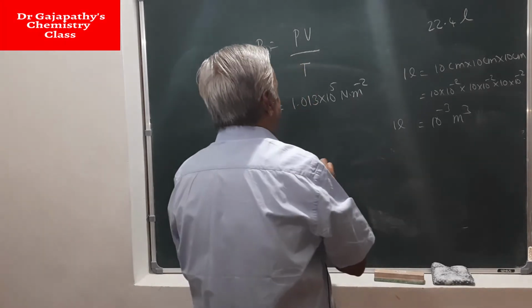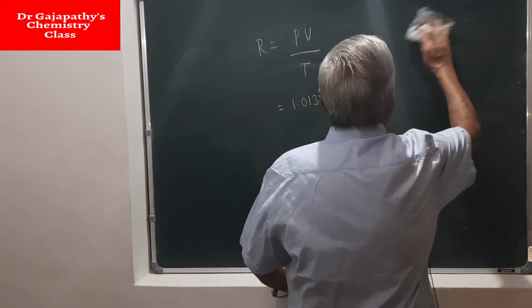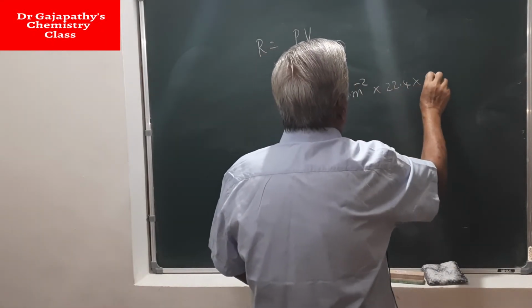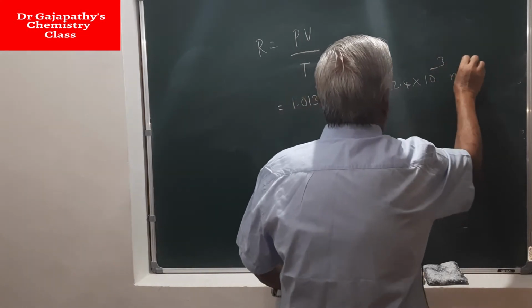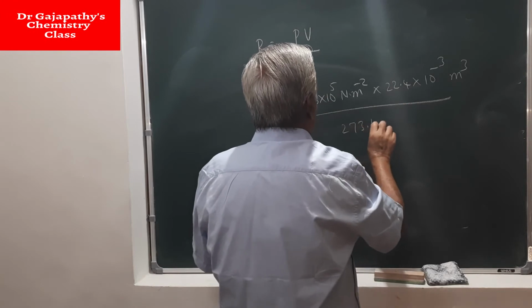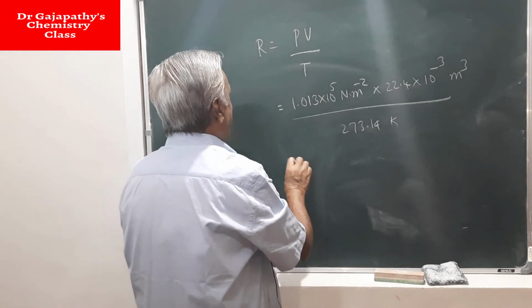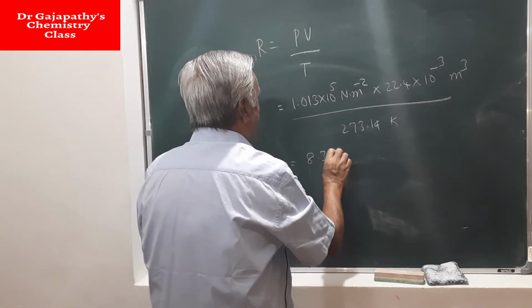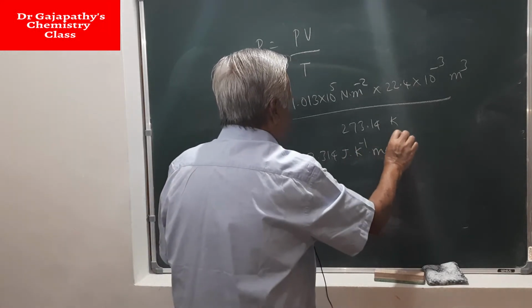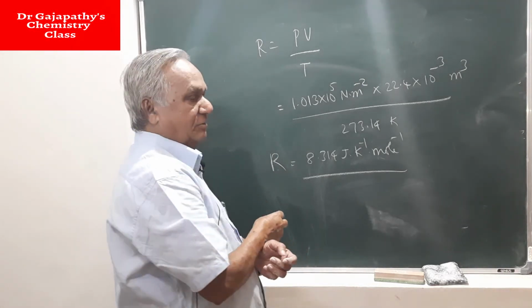So I can substitute here. Pressure I have substituted. Volume, it is 22.4 into 10 power minus 3 meter cube. Temperature 273.14 Kelvin. So this will work out to 8.314 joule per Kelvin per mole. This is the value of R. This is how you calculate the value of R.